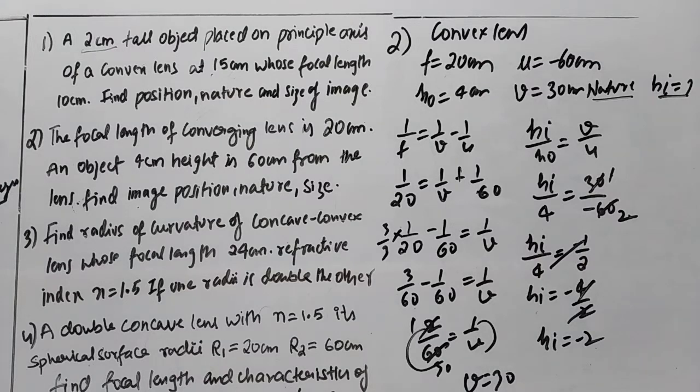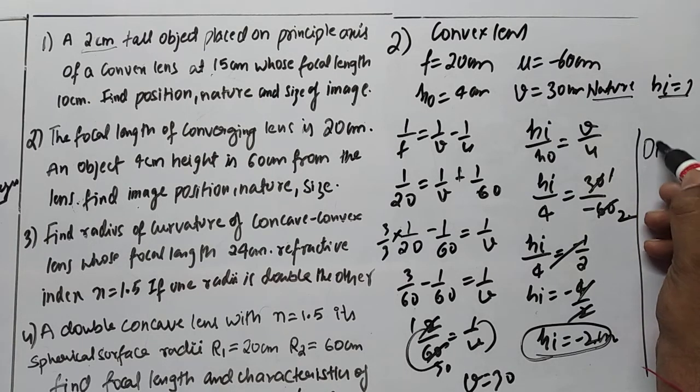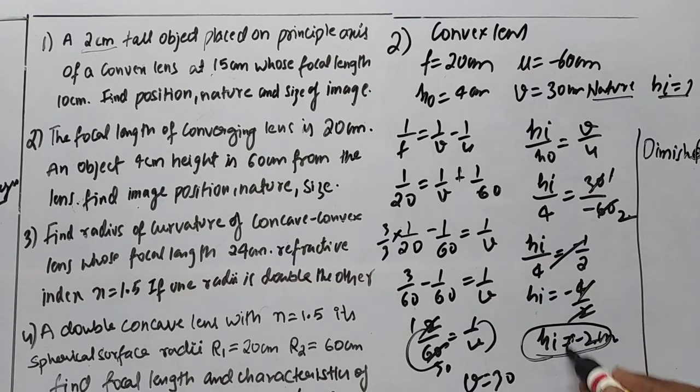So you can see here the height of the image is 2 centimeter. Object is 4. So this image size is small. So we can write the nature as the image is diminished. And here we got minus. So minus will indicate it is real and inverted.